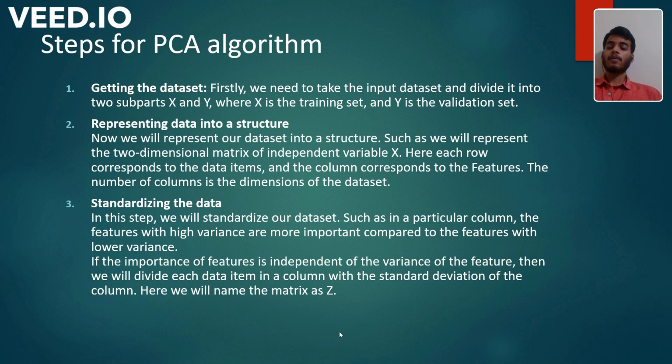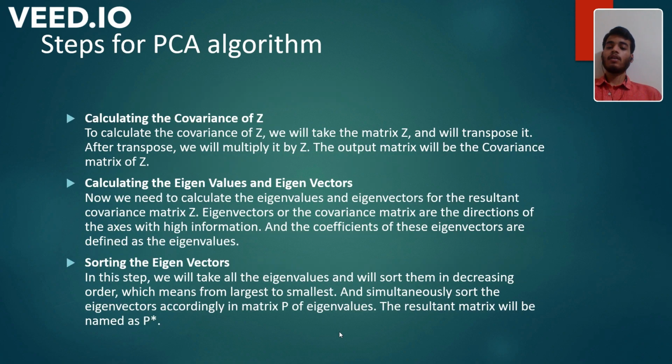After performing the second step, we move on to standardizing the data. Here in this step, for every particular column, the features with high variance are more important compared to the features with low variance. If the importance of features is independent of the variance of the feature, then we divide each data item in a column by the standard deviation of the column. Here, we will name the matrix as Z. Then we calculate the covariance of the matrix Z. Calculating the eigenvalues and eigenvectors: after calculating the covariance, we calculate eigenvalues and eigenvectors.